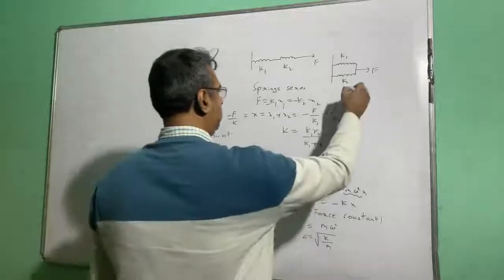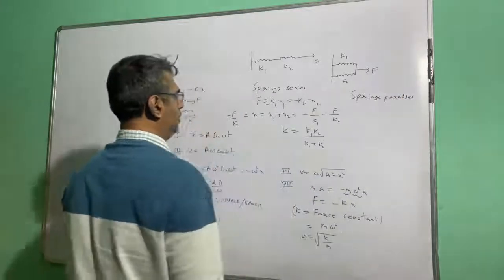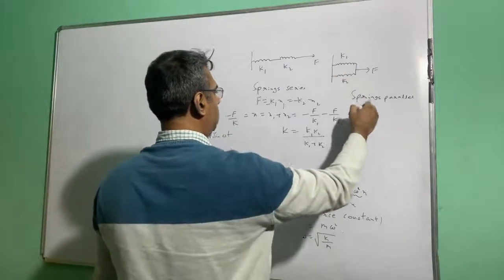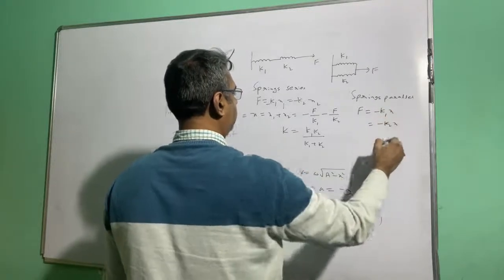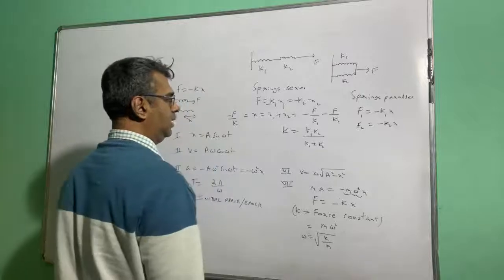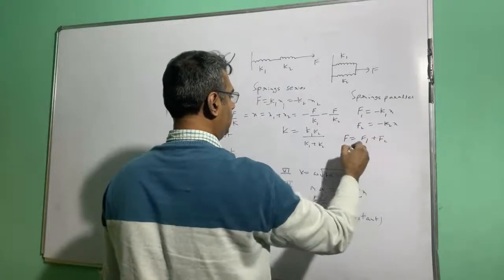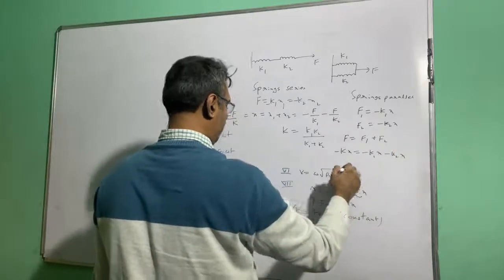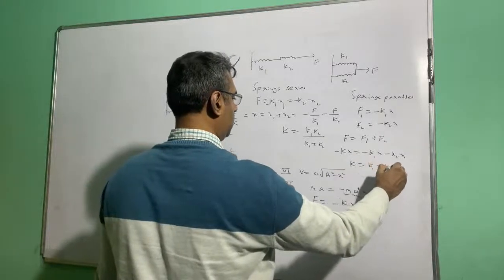Now suppose you have springs in parallel. If you have springs in parallel, then both of them will have the same displacement. So F1 is minus K1x, F2 is minus K2x. They both will have the same displacement. So F you can say is F1 plus F2. So minus Kx is minus K1x minus K2x. So ultimately we will get K is equal to K1 plus K2.